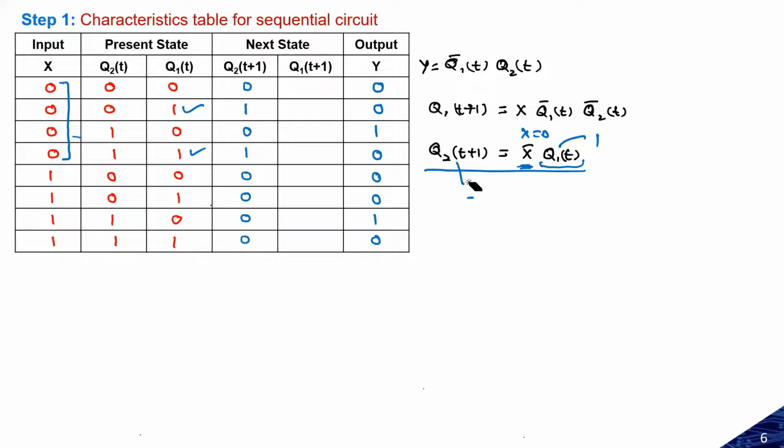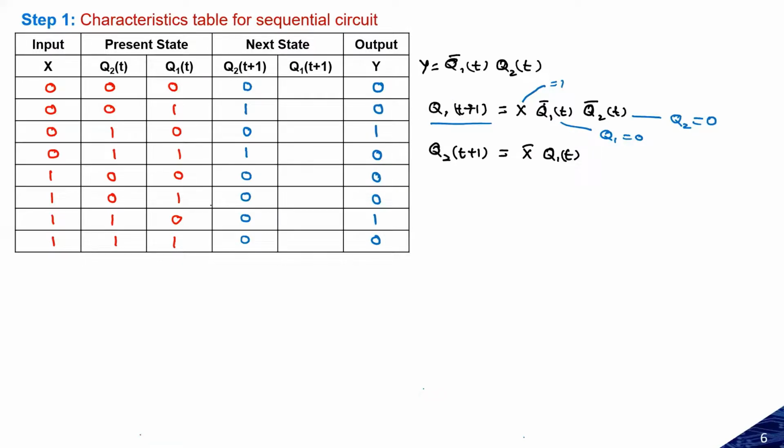Now, similarly, the same approach will be applied to get the q1t plus 1. Let us see how the q1t plus 1 can be. To make this q1t plus 1, x should be 1, q1 should be 0 and q2 should be 0, so that the q1 complement and the q2 complement will become 1, and I will get the q1t plus 1. Okay, so let us try to check.